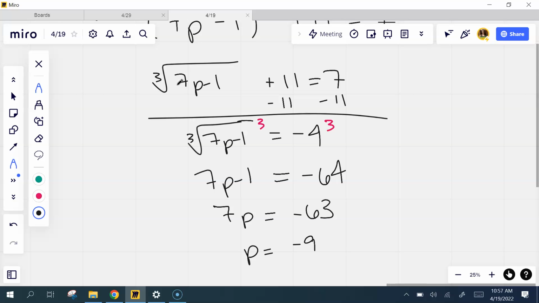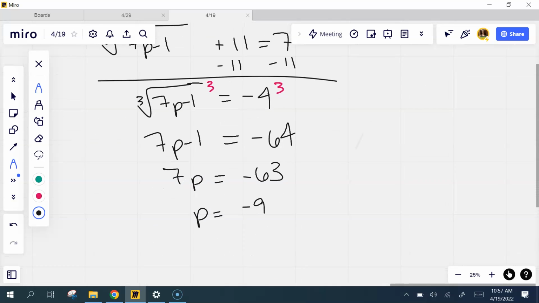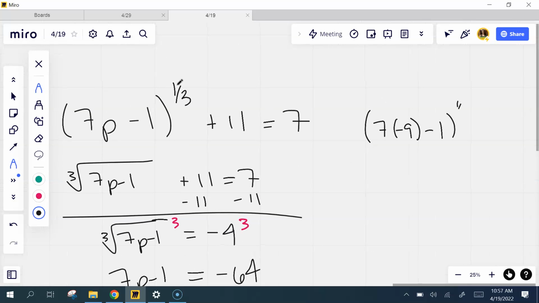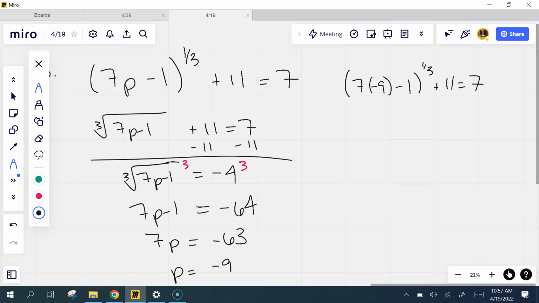These aren't hard, right? So if I'm plugging in, I get back to this original, so does 7 times negative 9 minus 1 to the 1/3 plus 11 equals 7. You put it in your calculator like that to see if it works. You didn't get what? Okay, when you're raising it to the 1/3, did you do that? Everybody good? You said 5? Okay.